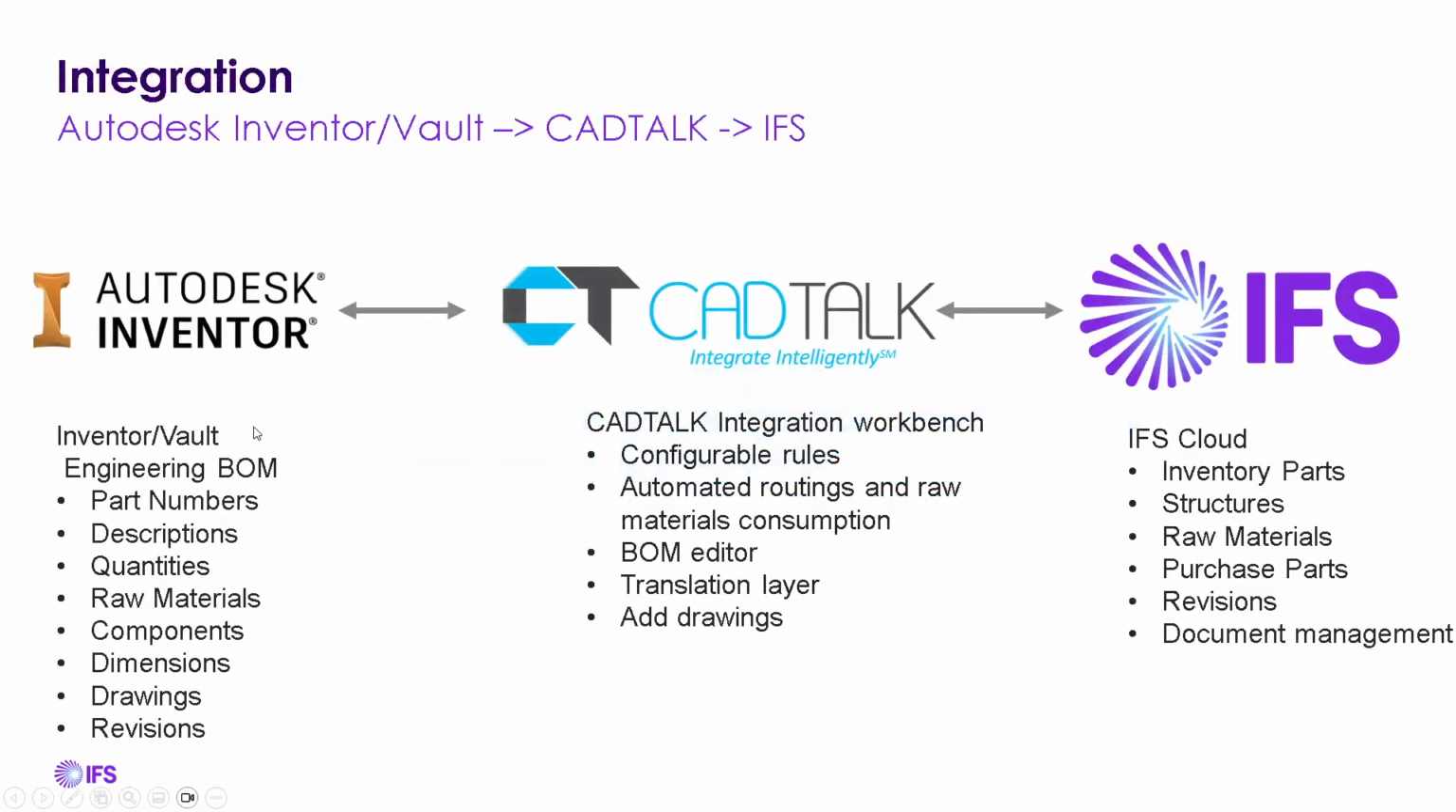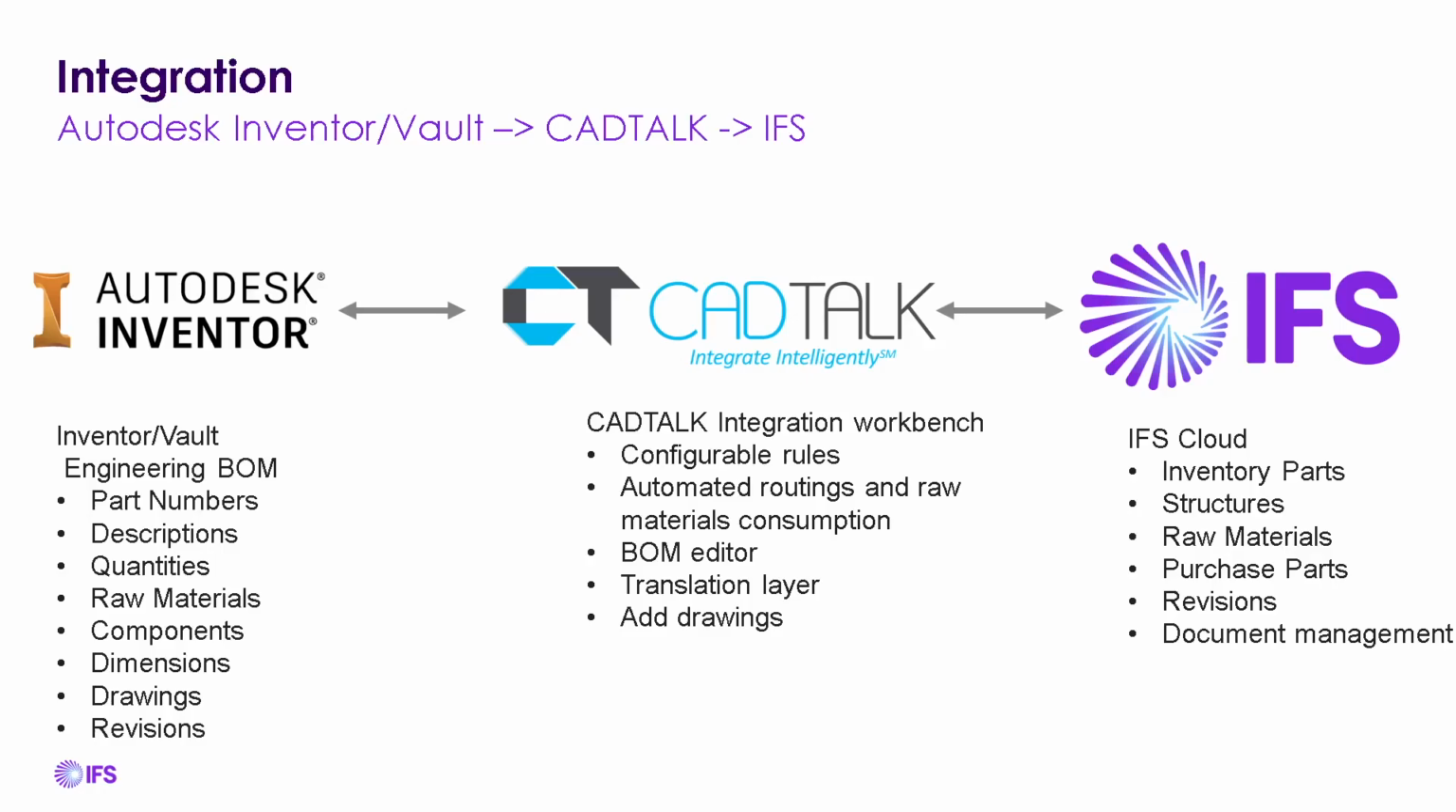So CAD Talk is a middleware application, doesn't save any of its own data. It's not a third system. It sits between your Autodesk Inventor on the left, which is typically your engineering bill of material, things like the metadata like part numbers, descriptions, quantities, the actual bill of material tree, raw materials, any other dimensions or geometry required. And then CAD Talk sits in the middle doing that translation.